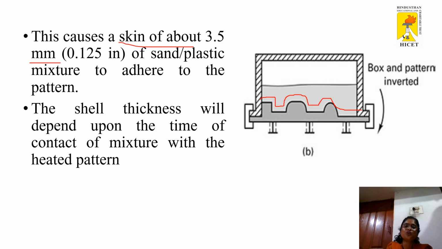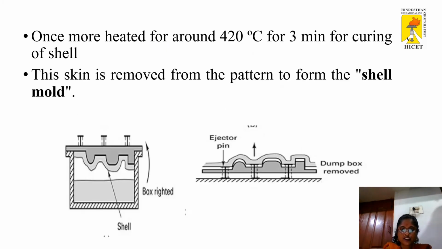Okay, so for how long will you keep this upside down, that is a tilted or inverted position, so that many times the layer thickness will be. Okay, so next one, the third step says, once more it is heated to around 420 degrees Celsius for 3 minutes of curing.